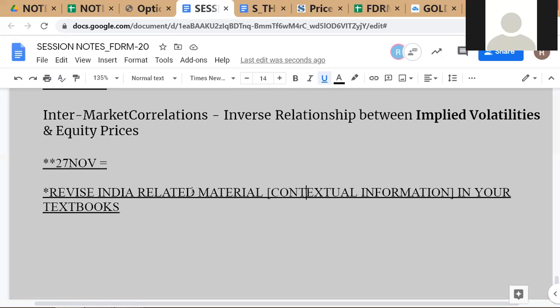So this material is really in the nature of contextual information, like what kind of markets we have in India, what goes on. You need to know this, but this is just kind of in the nature of information. I'm not going to waste my class time telling you that there are so many stocks listed on the NSE and there are so many stars in the sky.